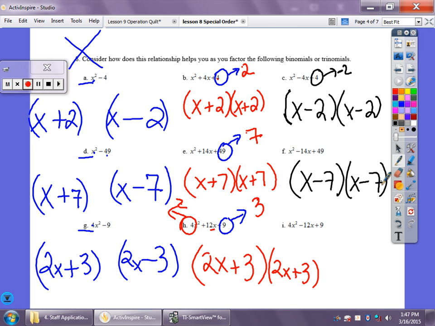And some students ask, well, can't I just write it like this? By all means, you can. We were just practicing breaking it down today. And then this one is 2x minus 3 times 2x minus 3.